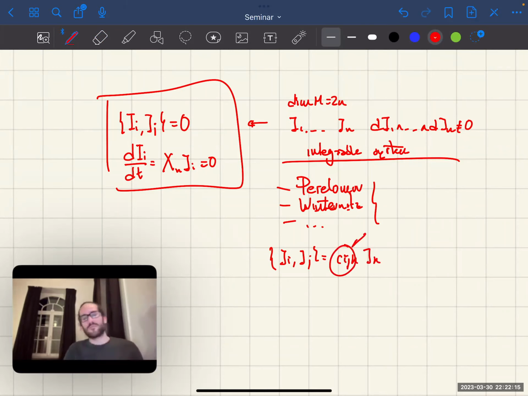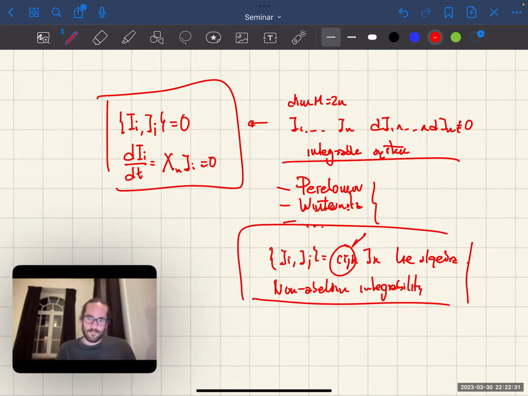They are 13, and this is a Lie algebra. And this is called non-abelian integrability. And this is something that is studied now.